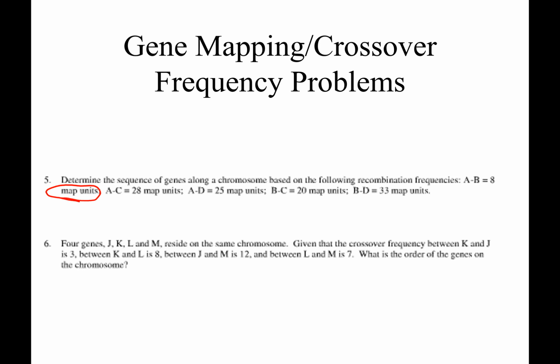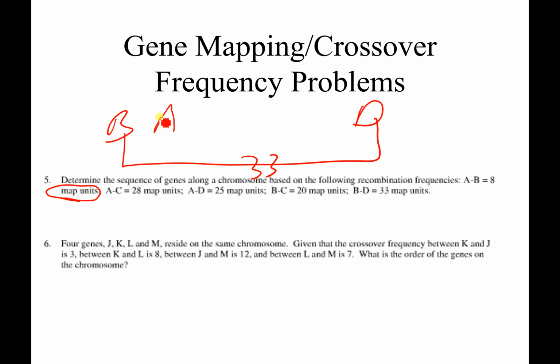So as I said before, we want to find the two that appear to be the most far apart, that cross over the most often, and that would be B and D. Write them out like so. They cross over 33 map units, or 33% of the time. Try to find a gene that's near either side. Well, A and B only cross over 8 map units. So A could be here, or A could be here.